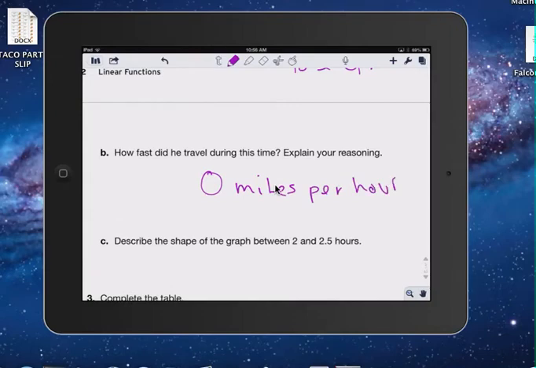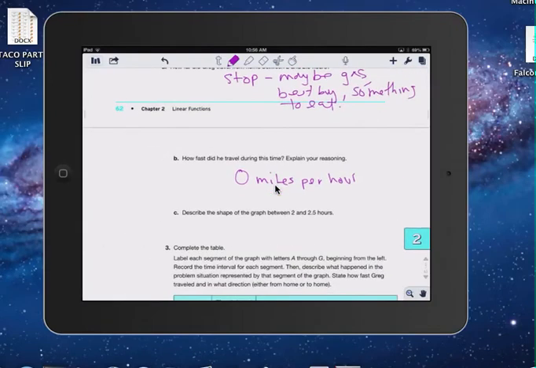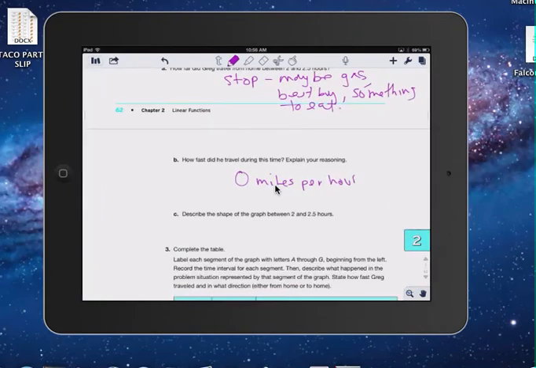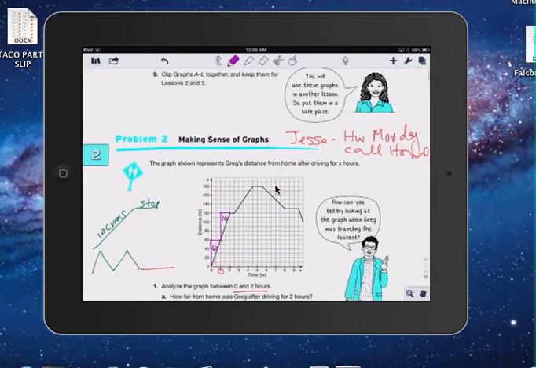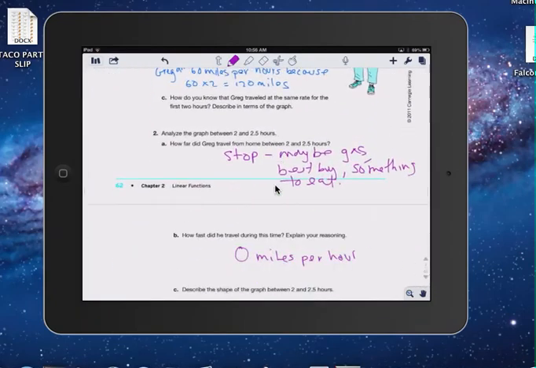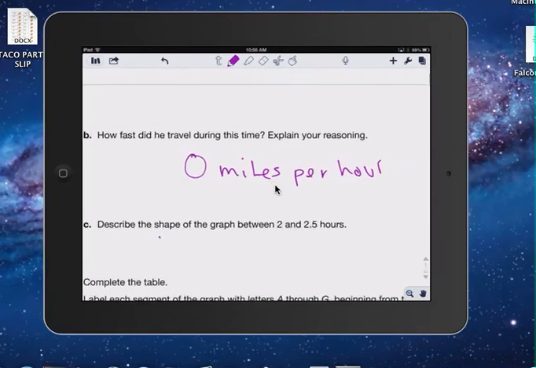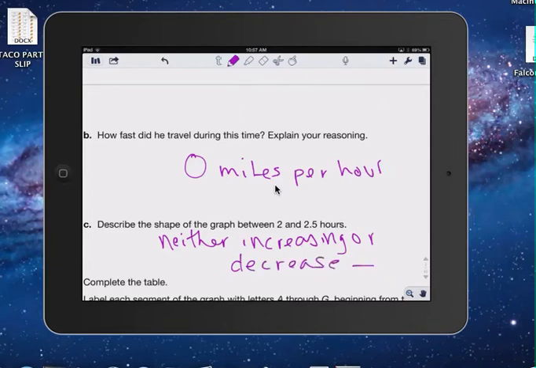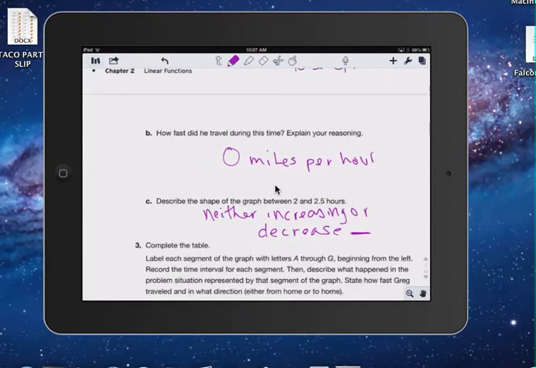Describe the shape of the graph. What is it? On the next page, 63. Describe the shape of the graph. Neither increasing or decreasing, right? The graph is neither increasing or decreasing, correct? If you look at that graph, it's just a flat line like this. So that is neither increasing or decreasing. Does that make sense? Okay.